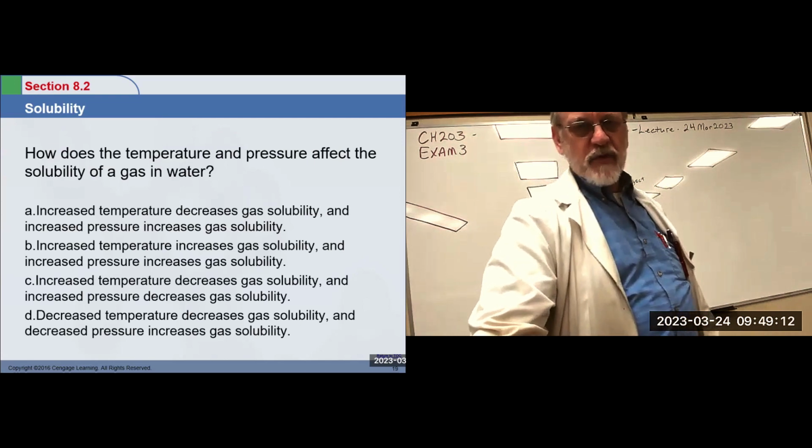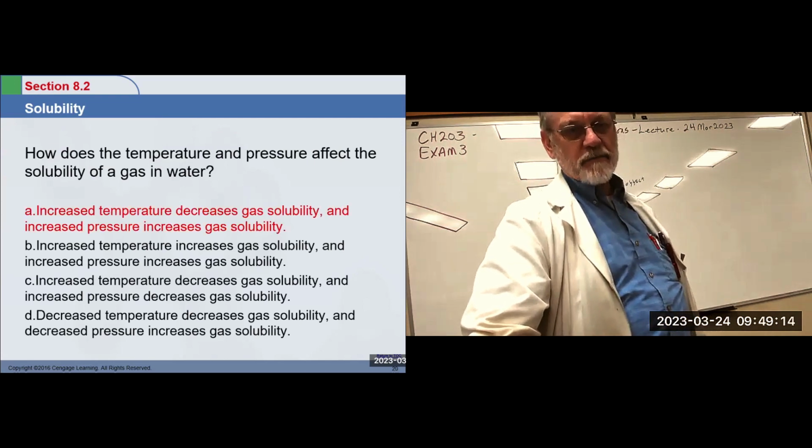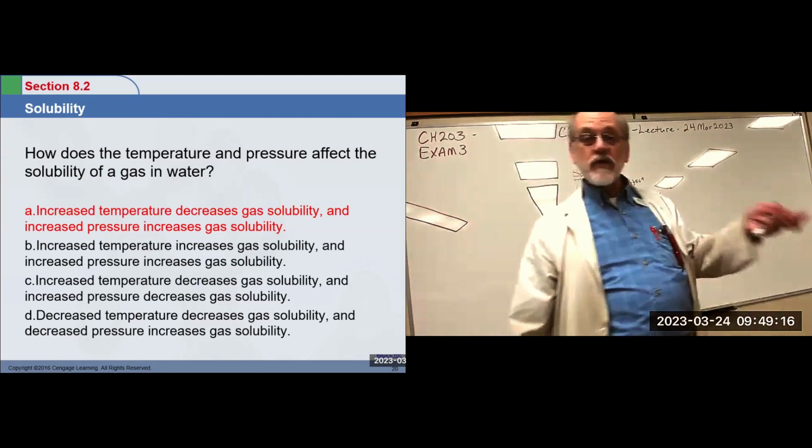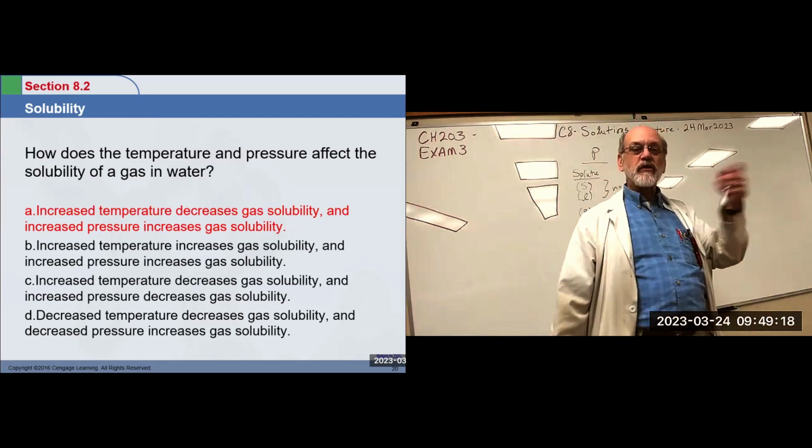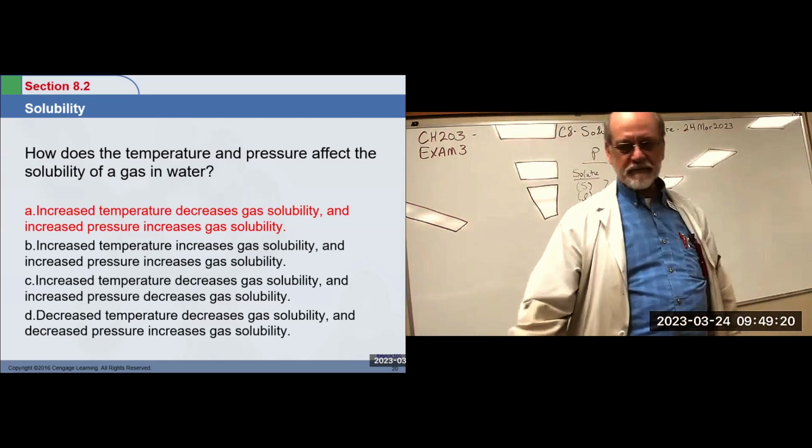Okay, how does temperature and pressure affect the solubility of gas in water? Well, increased temperature decreases the solubility, pressure increases the solubility.